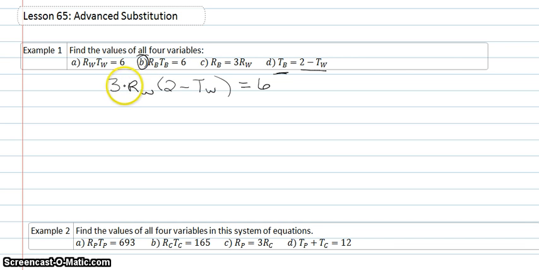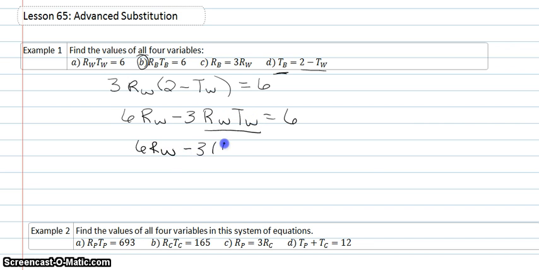Now I'm just going to use the distributive property with my 3RW. So I'll have 6RW minus 3RWTW equals 6. And then for this RWTW, that's equal to 6 here, so I'm going to put 6 in place of that. So I'll have 6R sub W minus 3 times 6 equals 6. 3 times 6 is 18.